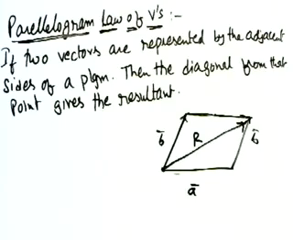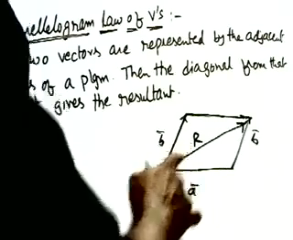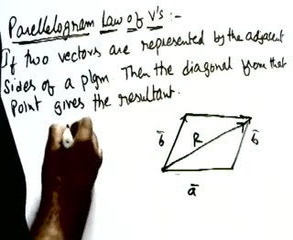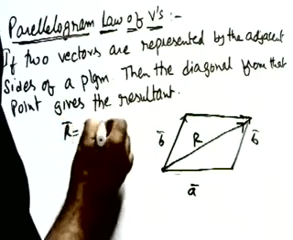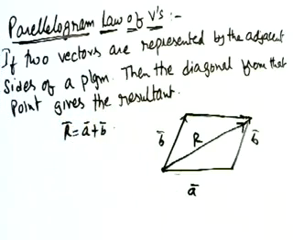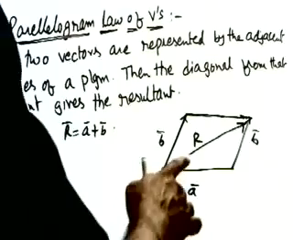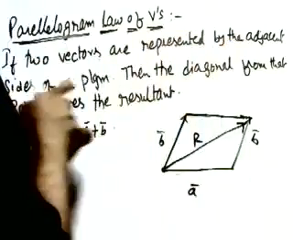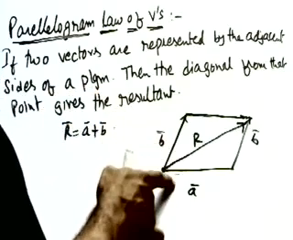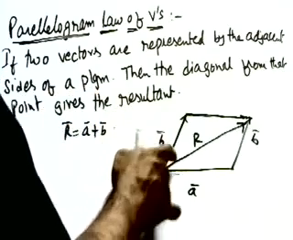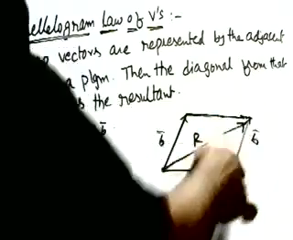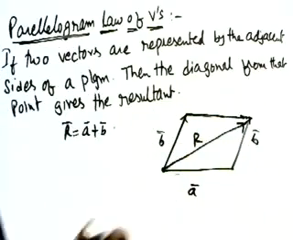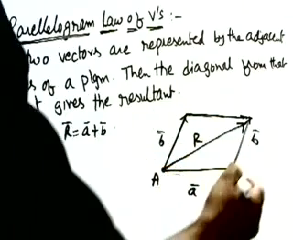The diagonal gives the resultant of A and B. Watch carefully. So R will be equal to A plus B. The resultant of A and B is R equals A plus B. Now you must memorize this formula, okay? So if two vectors are represented by the adjacent sides of a parallelogram, then the diagonal from this point gives the resultant.